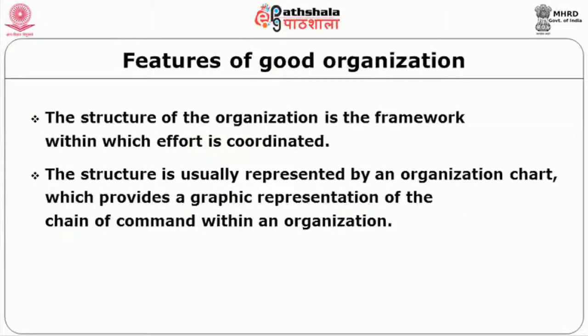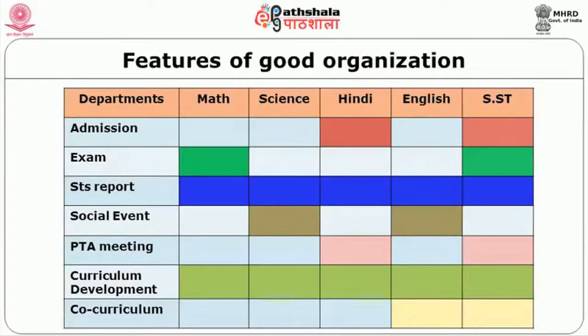Now in this function of organization, we say that we are correlating the activities, we are grouping the activities. The organization chart is one tool in which we represent different activities which are carried out in an institution. Now this is shown in a graphical way. The structure of the organization is represented by a chart which is known as organization chart.